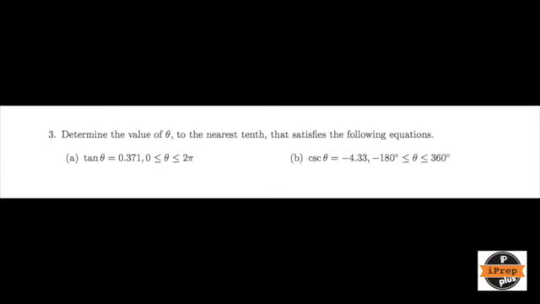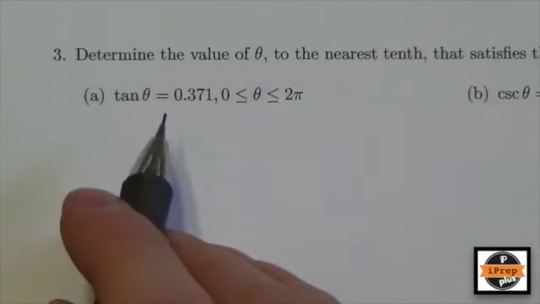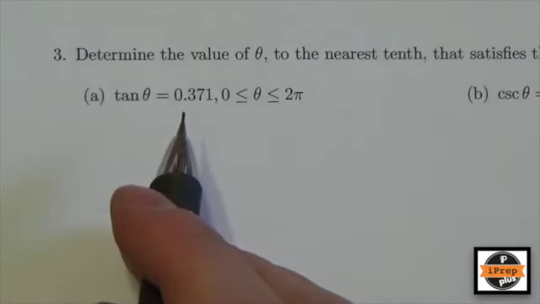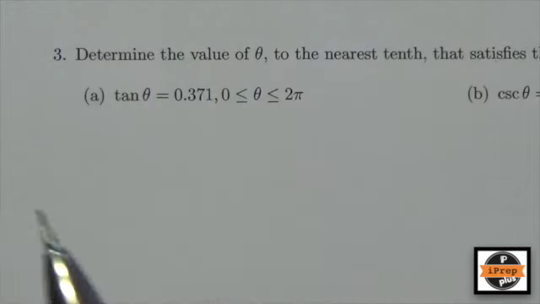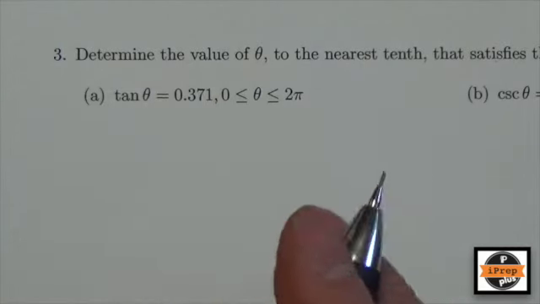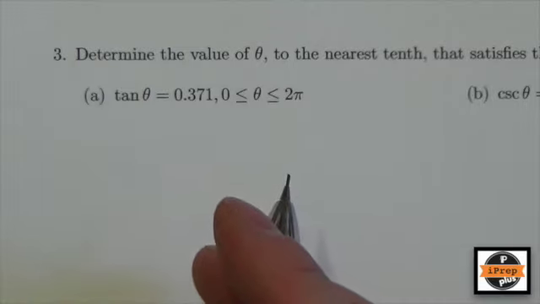Determine the value of theta to the nearest tenth that satisfies the following equations. A. Tangent of theta is equal to 0.371 between 0 and 2 pi. And B. The cosecant of theta is equal to negative 4.33 between negative 180 degrees and 360 degrees. All right, now you're going to notice that this question is in many ways similar to the previous question here, except when we find the reference angle, then you're going to notice a fairly substantial difference here.